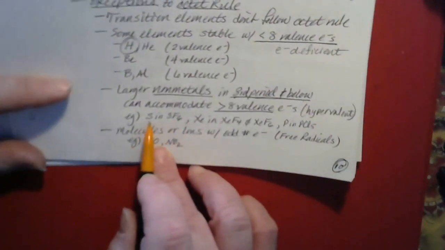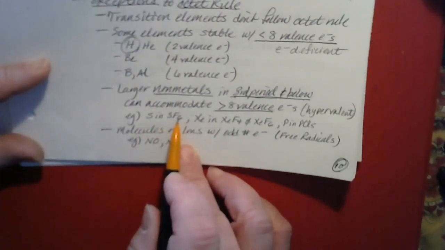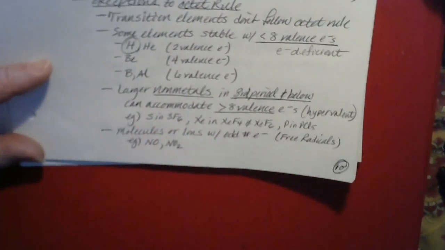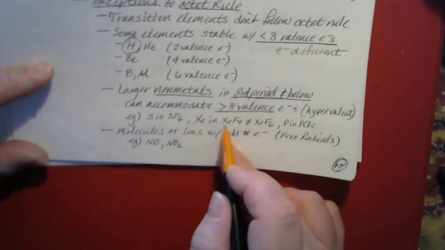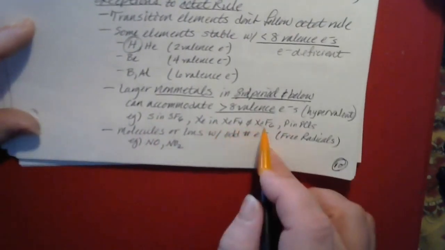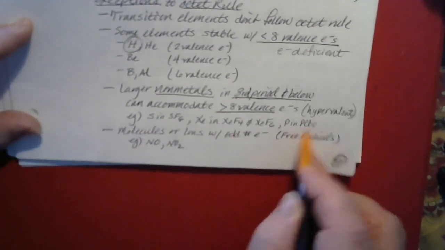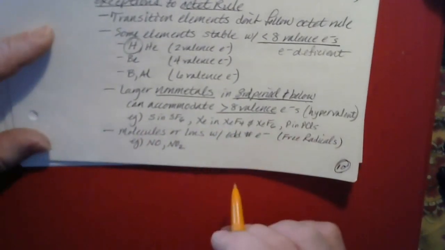And some examples of that would be sulfur in sulfur hexafluoride, definitely has way more than 8 electrons around it. Xenon in xenon tetrafluoride or xenon hexafluoride has more than an octet of electrons. Phosphorus in phosphorus pentachloride has more than an octet also.